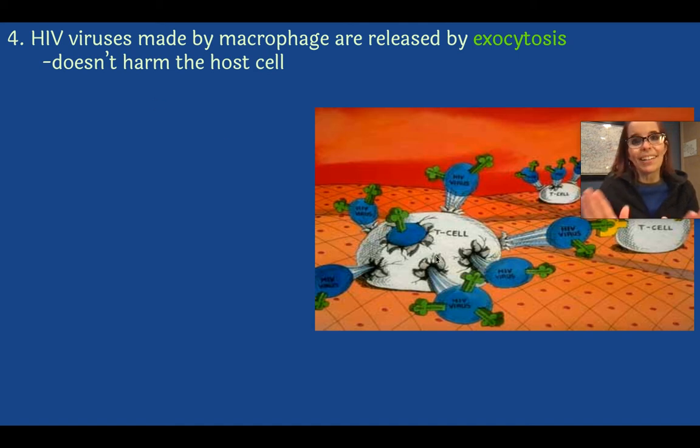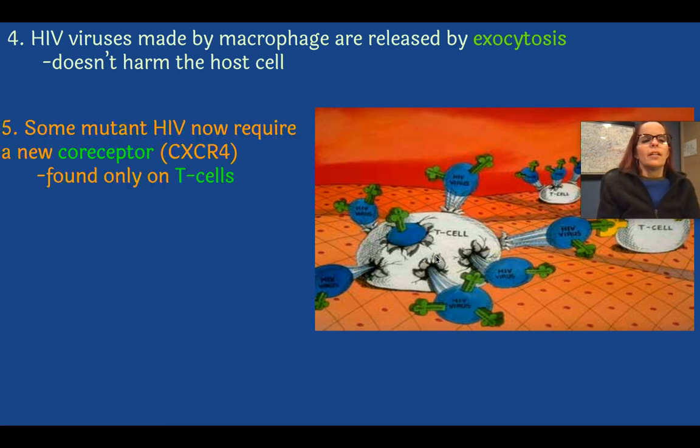Don't look at this diagram yet, because that's not what's happening. Exocytosis, remember, is when it gets packaged in a vesicle and then released, and that's a normal, healthy way that the cells get rid of things, and it doesn't harm the macrophage. So that's a problem, because now this macrophage can keep producing HIV, and it doesn't get hurt, but it's also not really doing its job. It's not doing what it's supposed to be doing. It's just becoming an HIV virus factory.